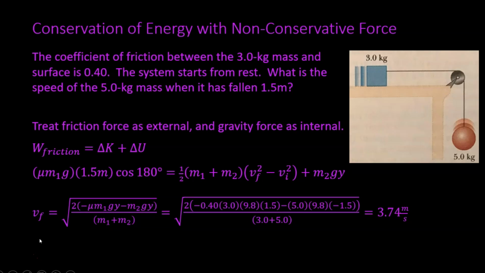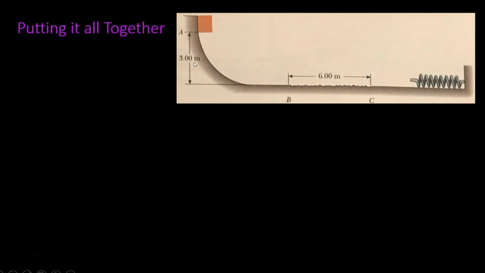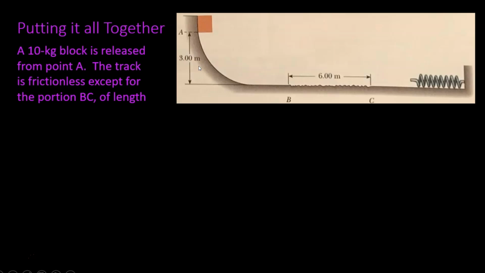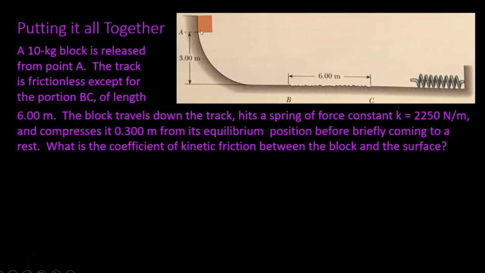Let's take what we've learned in this podcast, put it all together, and look at a rather complex problem. We have a 10 kilogram block. It's initially 3 meters above the ground. It's going to slide down this surface, and this surface is frictionless except for this 6-meter patch between B and C. Then as it gains speed, comes down this surface, it's going to slow down a little bit because of friction, but it's going to hit this spring with velocity, and as it slows down and briefly comes to a rest, at that point this spring is compressed 0.3 of a meter.